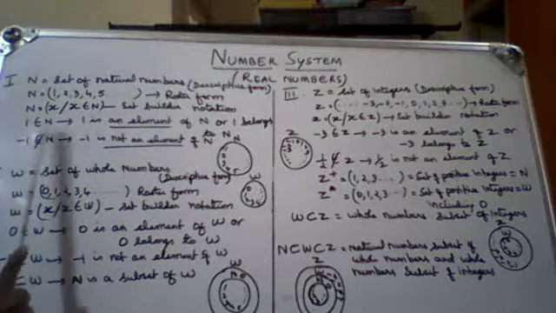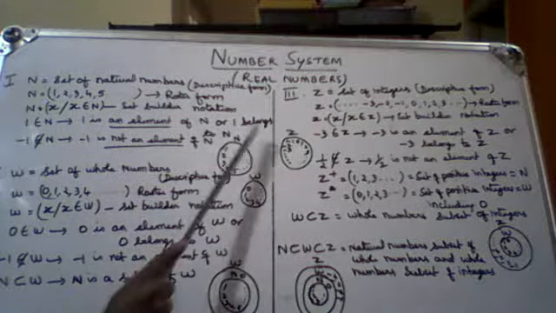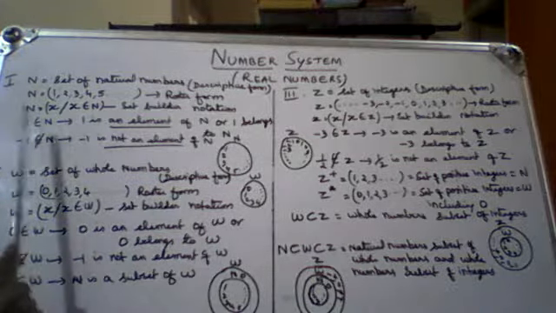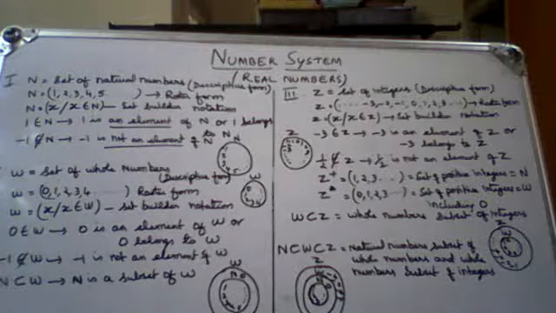If you put a symbol like this, it's called "element of" or "belongs to". 3 is an element of the set of natural numbers N. 4 is an element of N. 5 is an element of N.